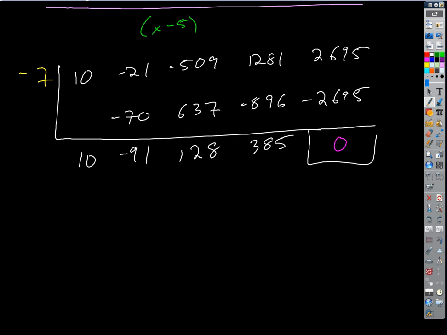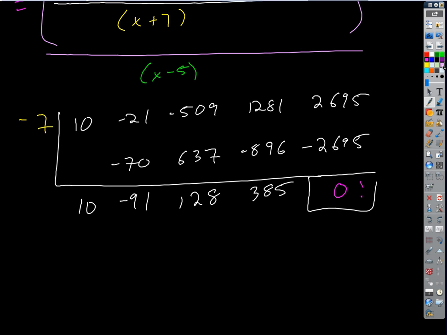So it worked, right? We did it correctly. So now what? All we got to do, now watch this, is divide by 5. All we got to do is add another bracket.